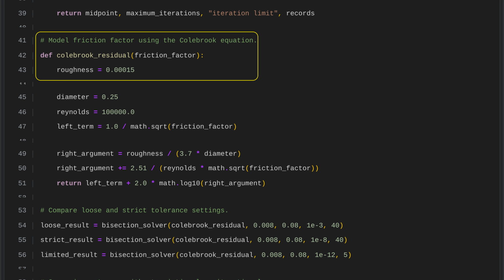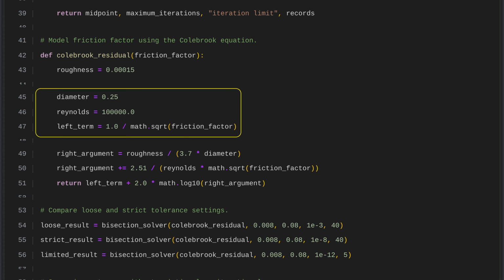The Colebrook residual function models the pipe friction factor using the Colebrook equation. It sets the pipe surface roughness to a small value, 0.00015, which is an important input for friction factor calculations in fluid dynamics. The pipe diameter is set to 0.25 meters, and the Reynolds number is set to 100,000 to represent the flow condition. The calculation then evaluates 1 divided by the square root of the friction factor, which is the left side of the Colebrook equation for turbulent pipe flow.